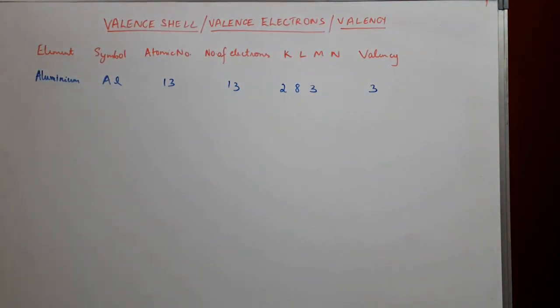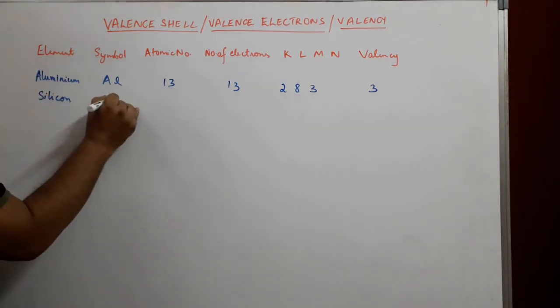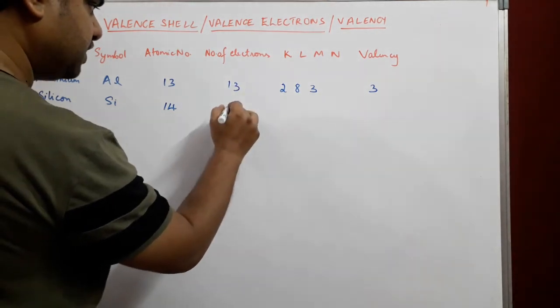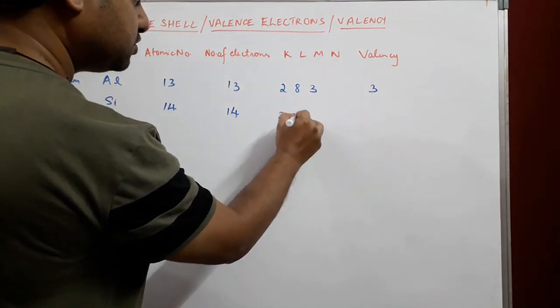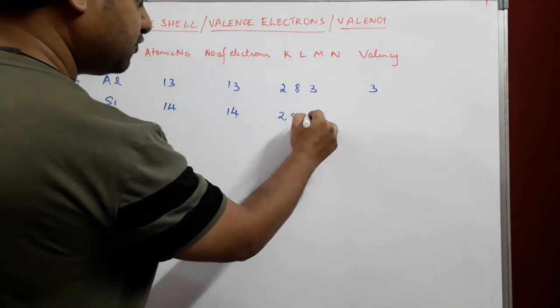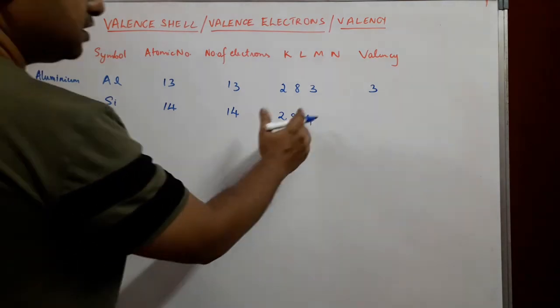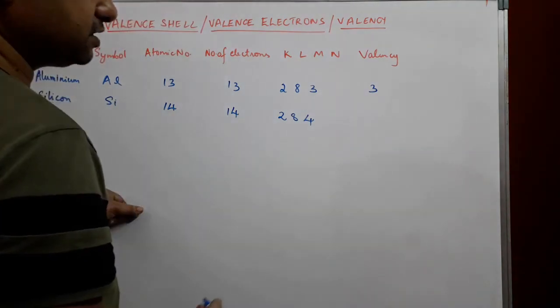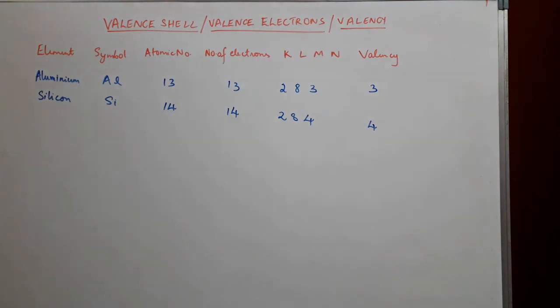After aluminium comes silicon at number 14. So we have silicon, symbol is Si, and it is at number 14, and number of electrons would be 14. So the first 2 electrons go in the K, the next 8 electrons go in the L. This is followed by 4 electrons which fill up the M shell. Once again, like carbon, it can either lose 4 electrons or gain electrons. It just shares 4 electrons, and because it has the ability to share its 4 electrons, the valency of silicon is also 4 like carbon.